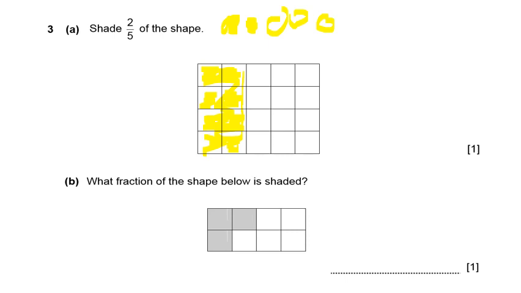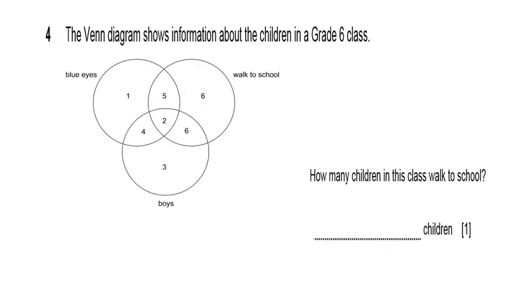Your squares could be in any order, so you could have these 8 here, you could have these other 8 here. B. What fraction of the shape is shaded? So here we've got 1, 2, 3 out of a total of 8 squares. So my fraction will have a denominator.